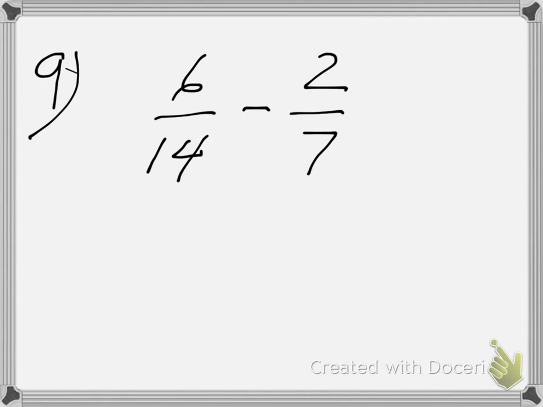For number 9, we have to subtract. Once again, adding and subtracting, they have to be like terms, so we have to make both of these a common denominator, which in this case could be 14.